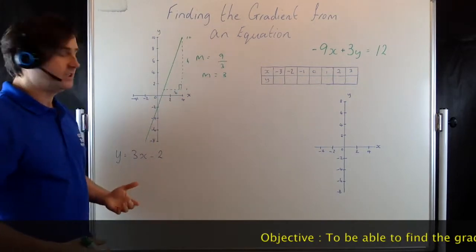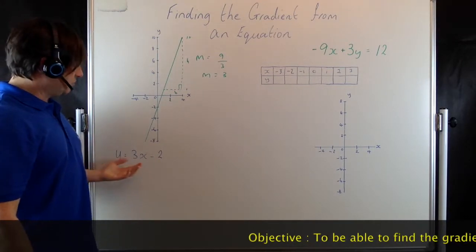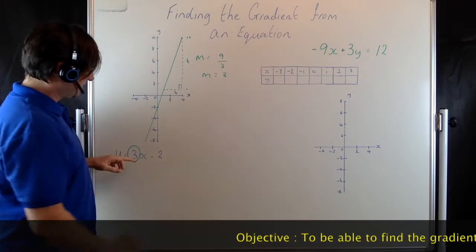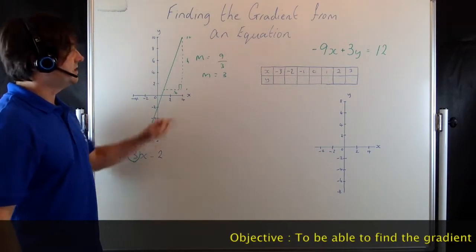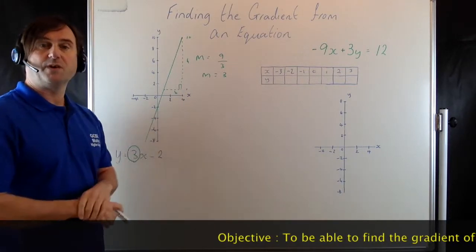Now if we look at the equation of the graph, you can see y equals 3x minus 2, and we can see that this number here, 3, is the same as the gradient. Now, is that a coincidence, or will that always be the case?